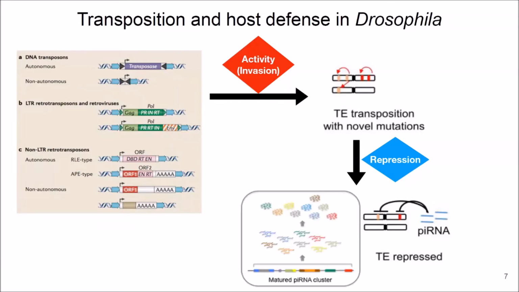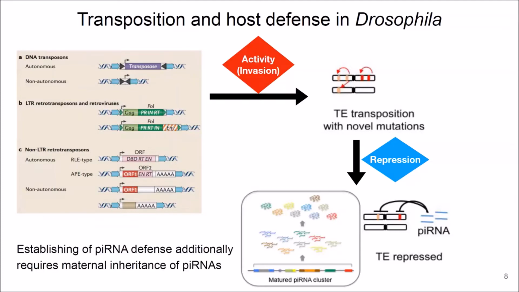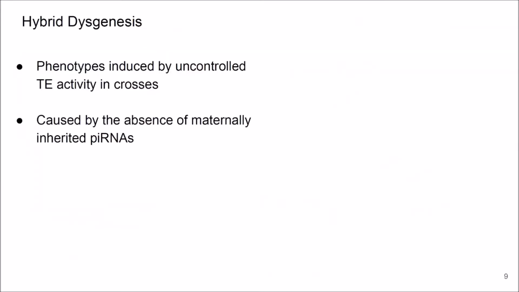And these piRNAs are produced from specific source loci called piRNA clusters, which are genomic locations that are necessary to produce these piRNAs. But to successfully establish the piRNA silencing additional to these sequences present in a cluster, it is also necessary that some processed piRNAs are inherited from the mother to the offspring. So these piRNAs are actually inherited in the oocyte, which means they can only be transferred from the mother and not from the father. And this fact is very important in a specific phenotype called hybrid dysgenesis.